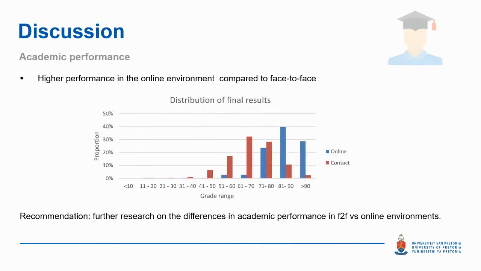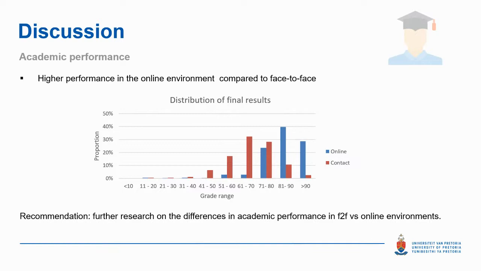Academic performance, and here we can see the picture nicely that in the face-to-face, we have it in the center. That's where the mean is, where most students are. But when it comes to the online version, we've got more students on the other side. And here what I would say is I would recommend further research on why we have the differences in academic performance in an online environment versus the face-to-face environment.